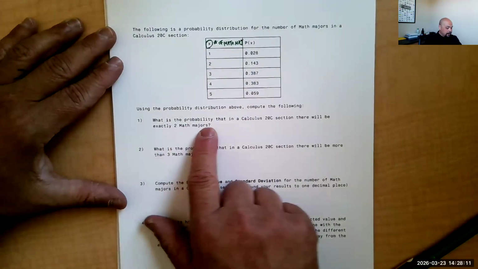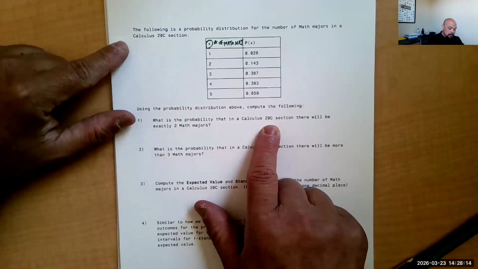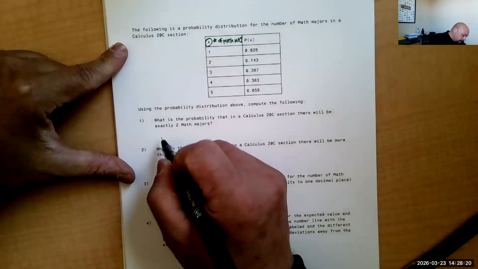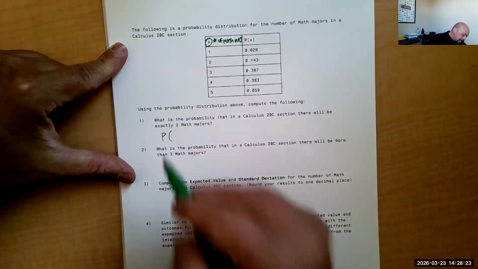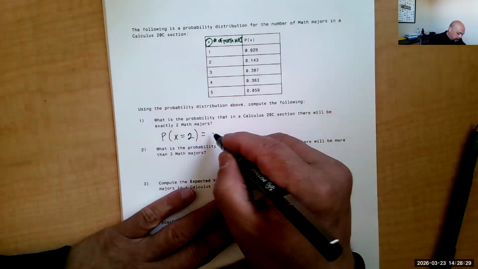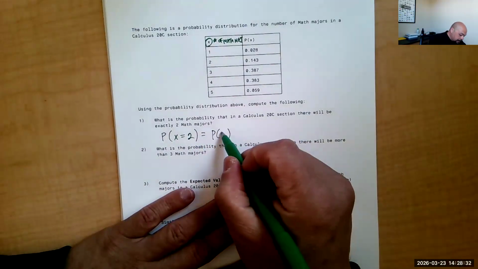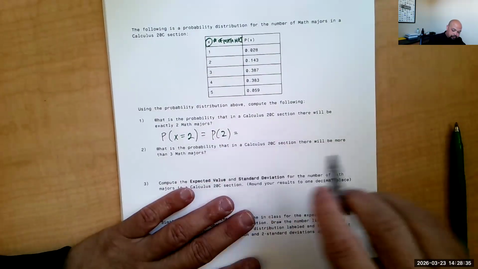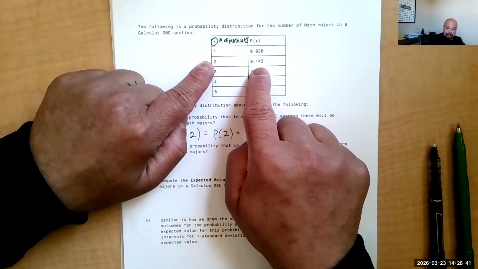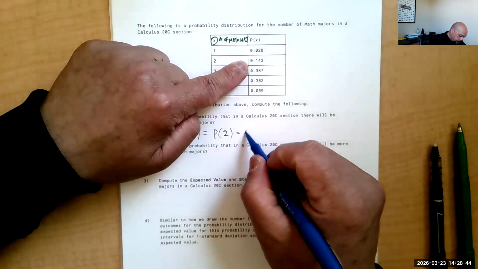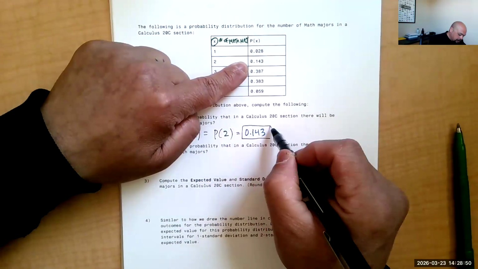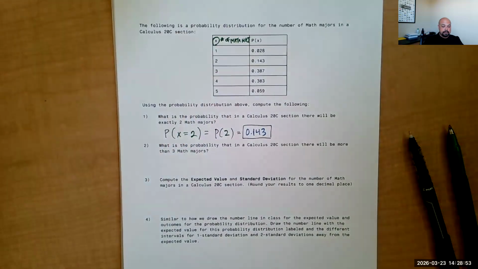So in this problem, what's the probability that in Calculus 20C, this section, there'll be exactly 2 math majors? We're looking for the probability that X is exactly equal to 2. Just taking from our table, the probability that we get 2 students that are math majors is 0.143. So no calculation necessary, no rounding necessary in this problem. It's just taking that value directly from the table.